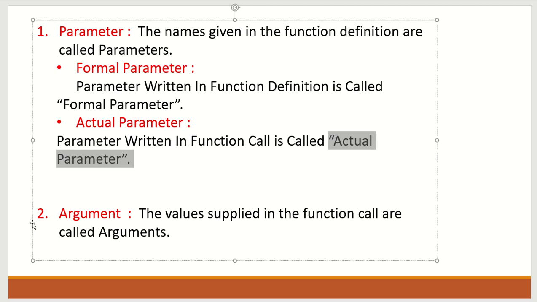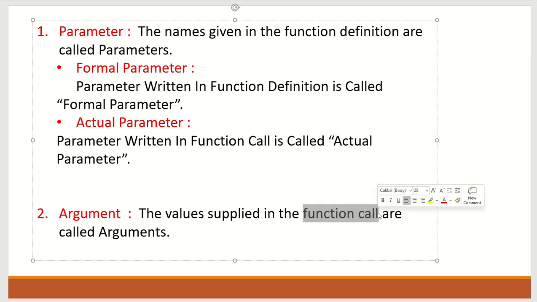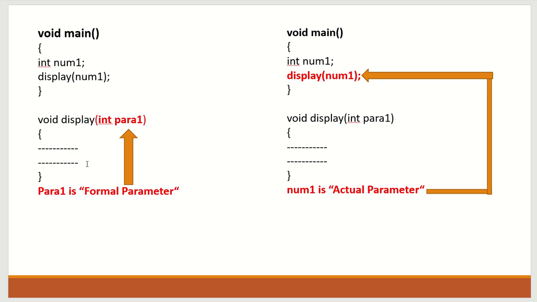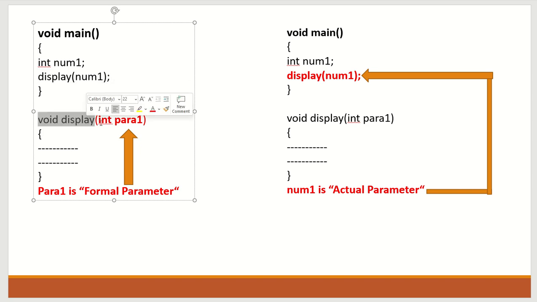And coming to the second point, what is the meaning of argument? The value supplied in the function call, not definition, function call, are called as what? Arguments. So here we have one small diagrammatic view, like this is calling part, we are calling display function. This is function definition, and inside the round bracket, if I write integer a, integer b, it is formal parameter.